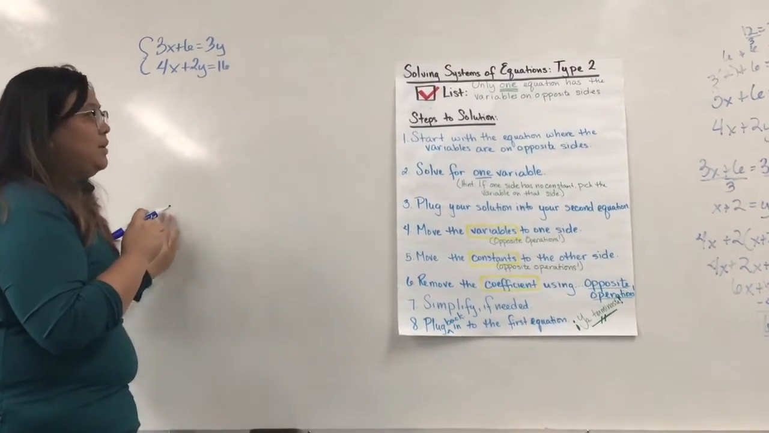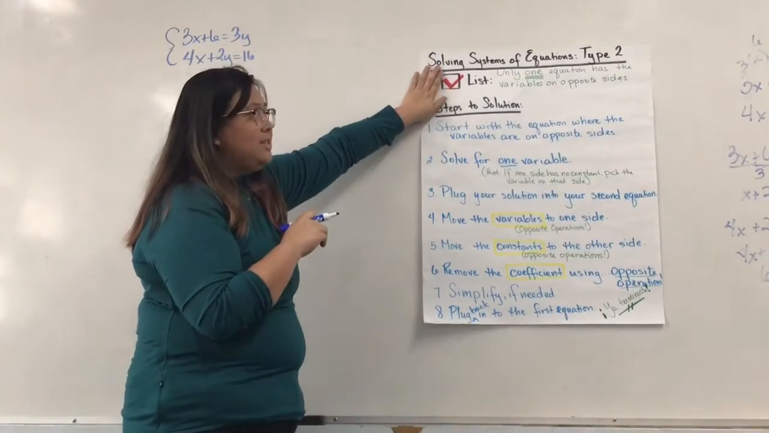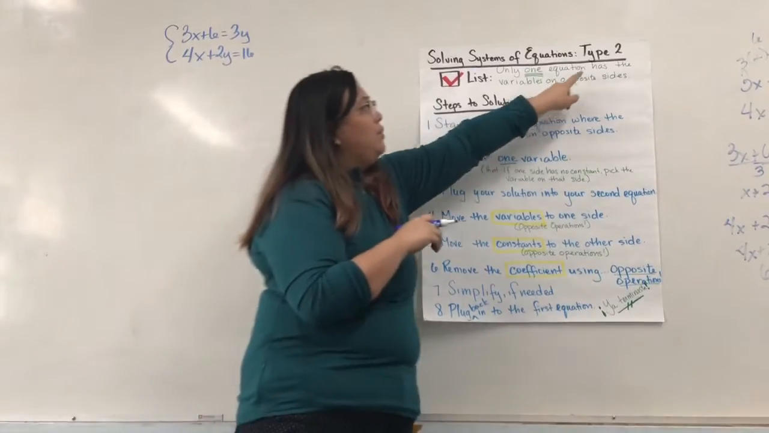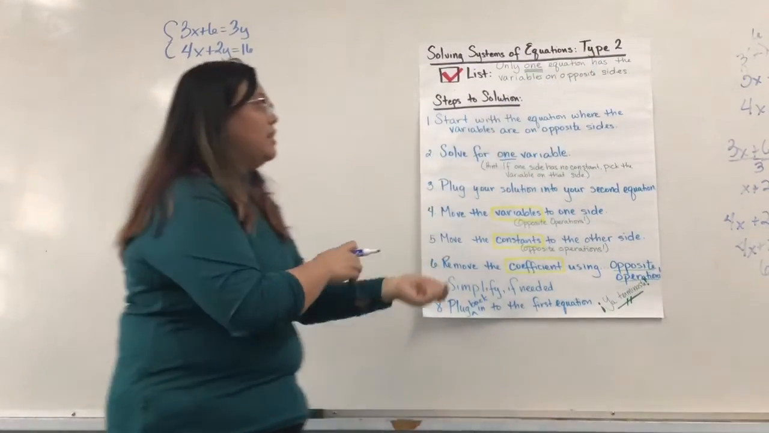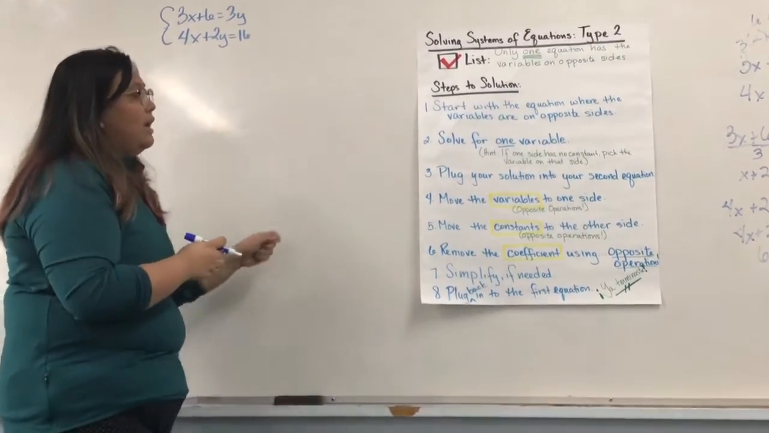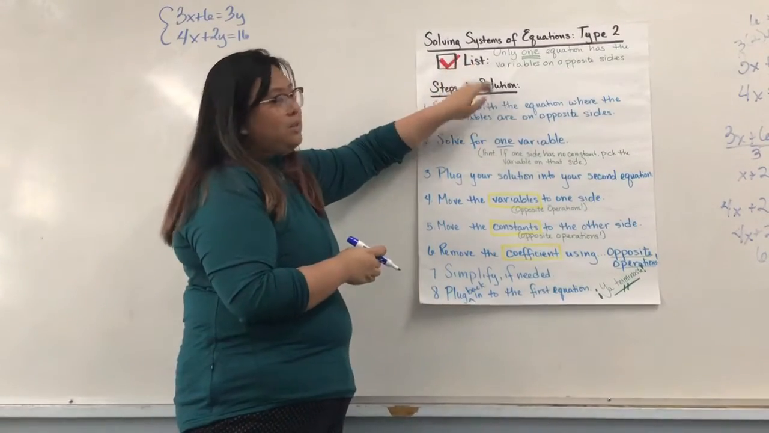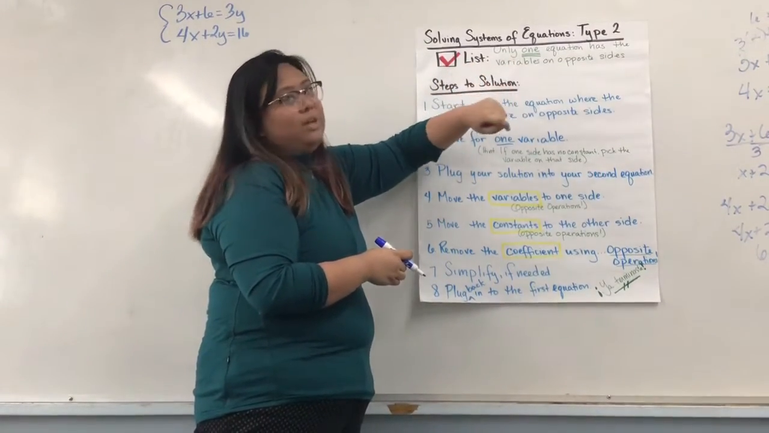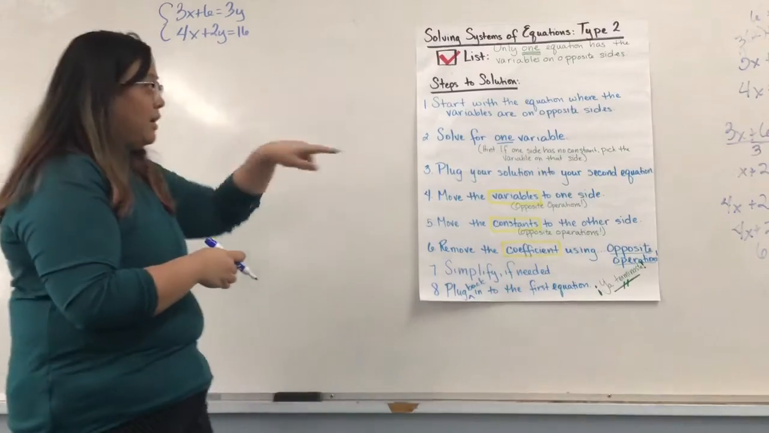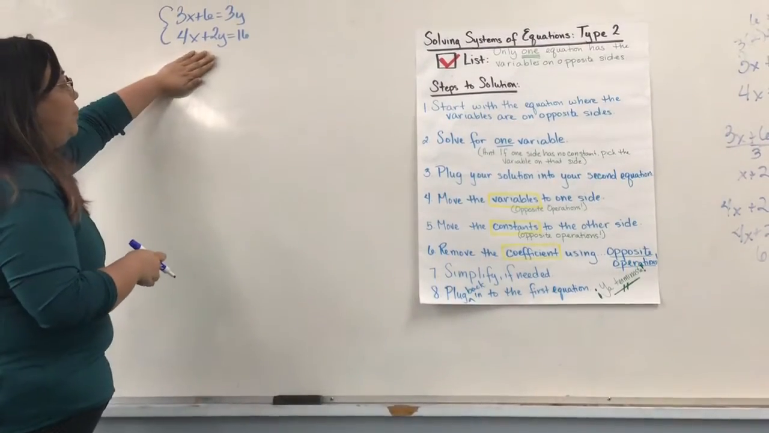So today we're going to continue on with our solving systems of equations lesson. This time we're going to do our second type of problem. Mr. Palacios already showed you how to do type 1. In this type, when you're looking at your two equations, only one of the equations has the variables on opposite sides. So we're going to go ahead and double check that over here with my sample problem.